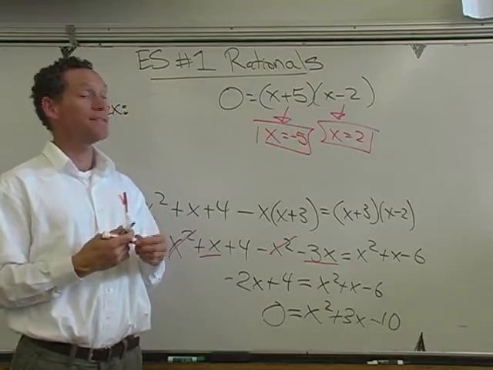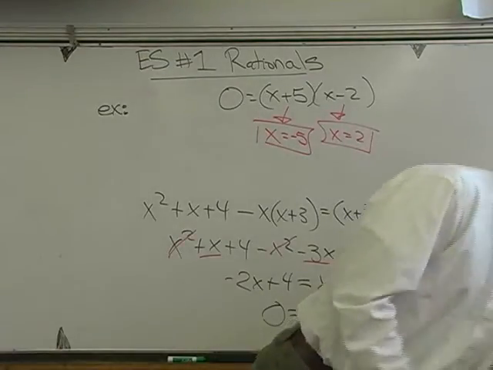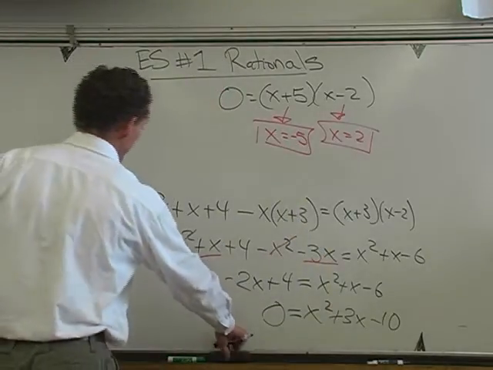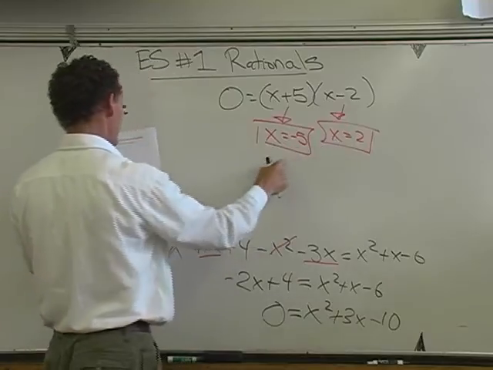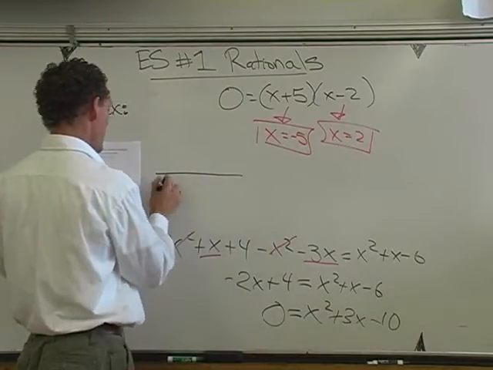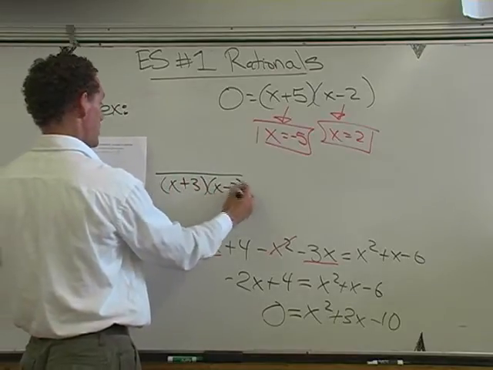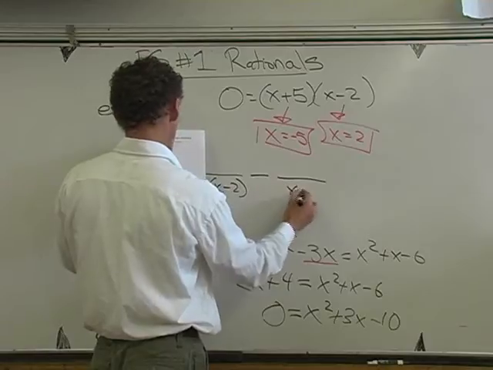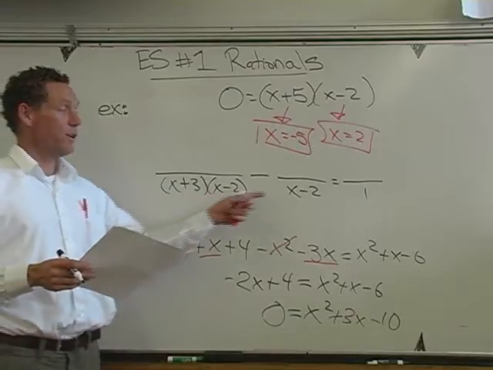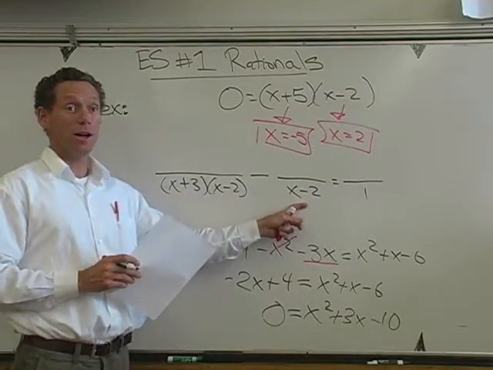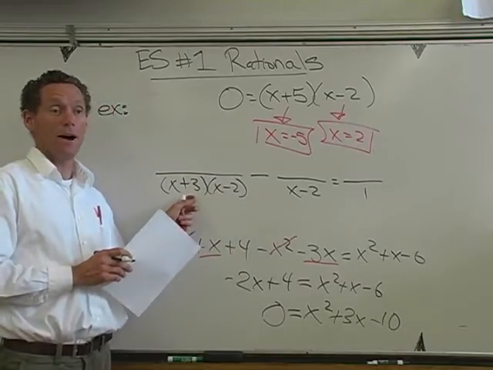We need to check against the domain restrictions. Wonderful. So if we look at our original equation, we need to make sure these are acceptable values and not restricted values. One of our denominators was x plus 3 times x minus 2. The other denominator was this, and the other denominator was just a 1. So we have two values that are not allowed. X equals 2 is not allowed. X equals -3 is not allowed.